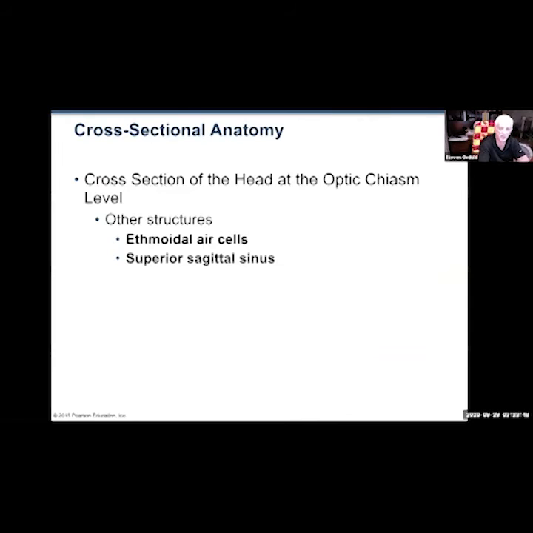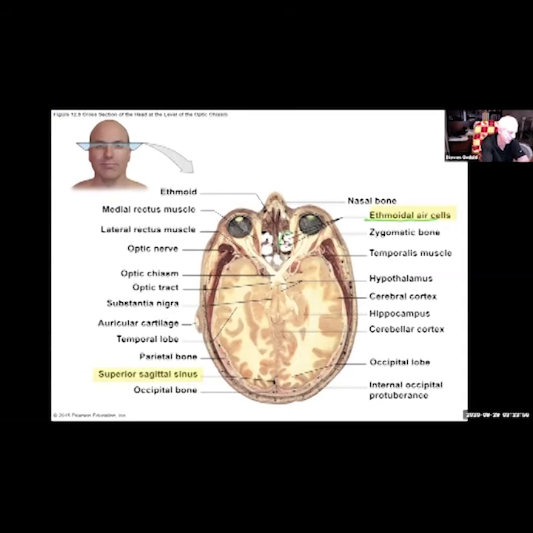You can see the ethmoid air cells and the superior sagittal sinus, depending where you cut the section through. These are your ethmoid air cells. See all this white space in here. White space is air cells. Nothing's in there. So when you see white space, you know you've got air cells. And the superior sagittal sinus is a groove where the brain invaginates in, and it's this dark area right there. Right around that. That's the superior sagittal sinus that runs along the sagittal suture.